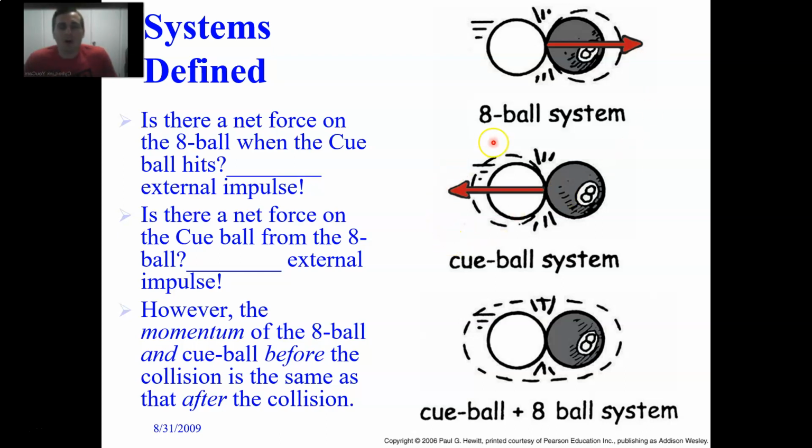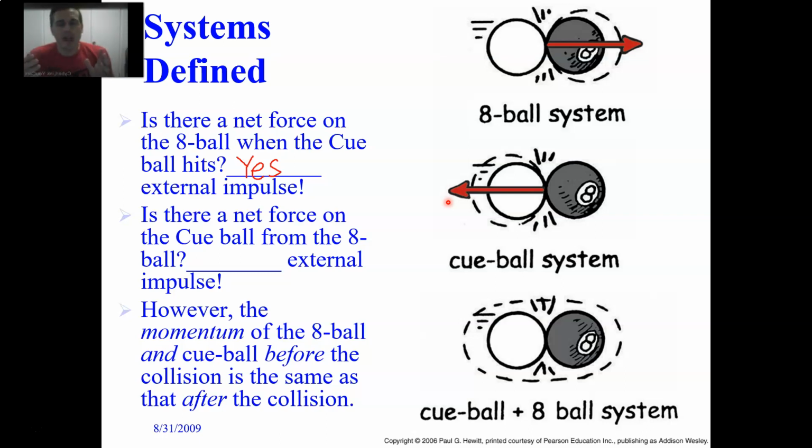What about the cue ball? If we define the system instead as the cue ball, that is, the cue ball is our system of interest, then the cue ball is going to feel a force on it that is equal in size but opposite in direction from the 8 ball. Because originally it's moving forward and then all of a sudden it stops. Let's assume the cue ball and the 8 ball are the same mass.